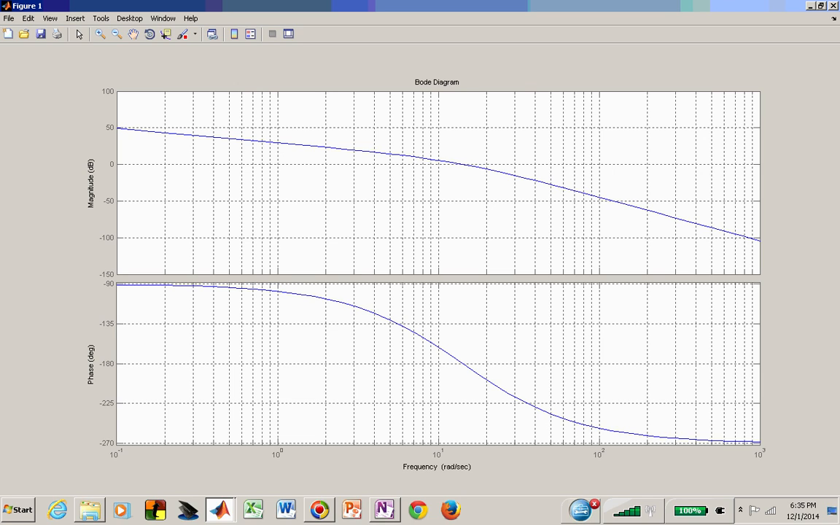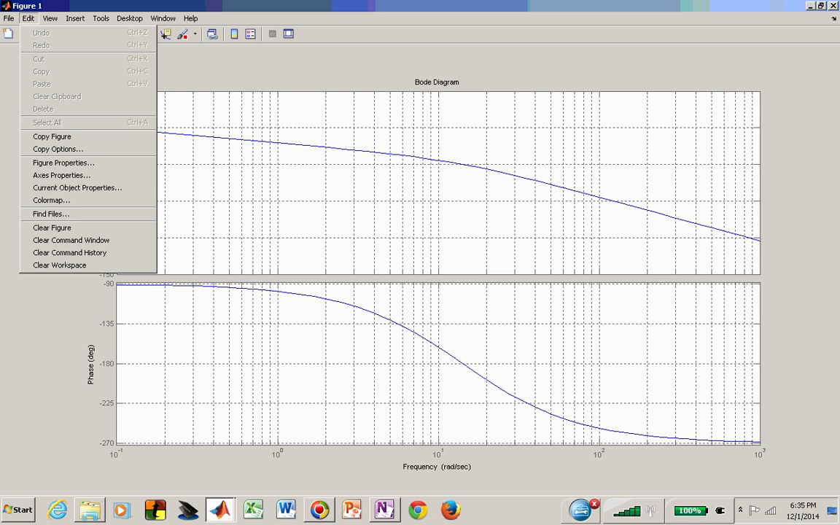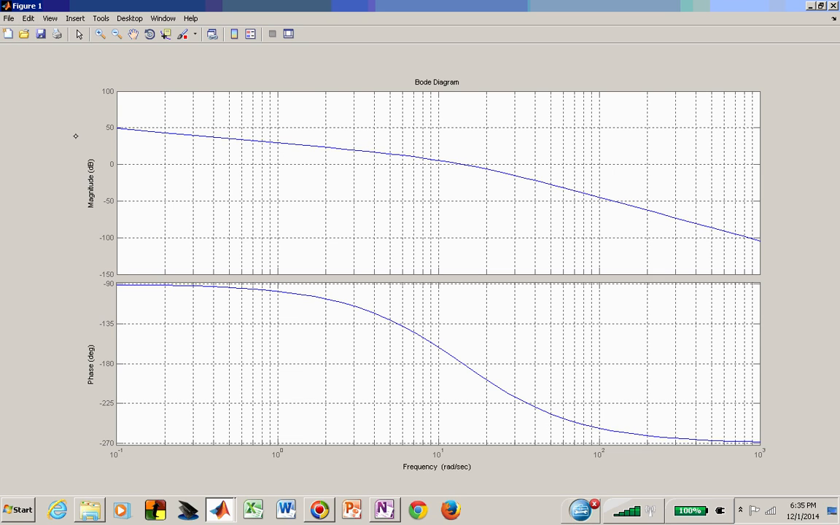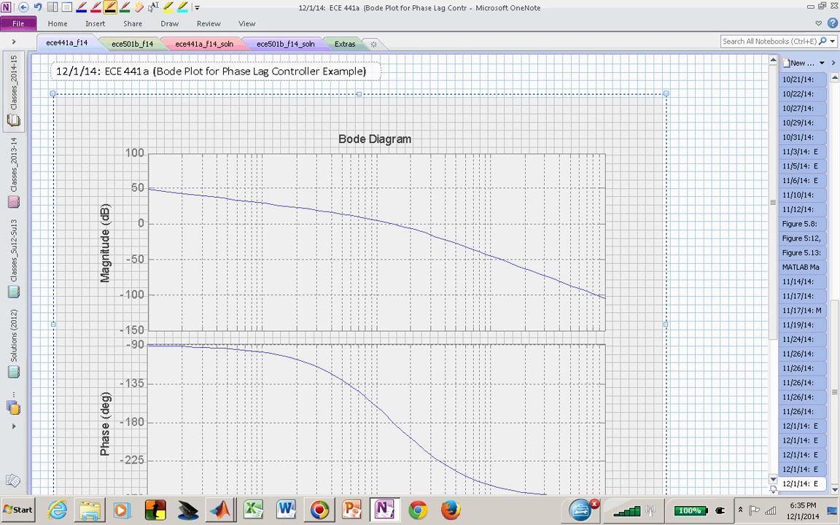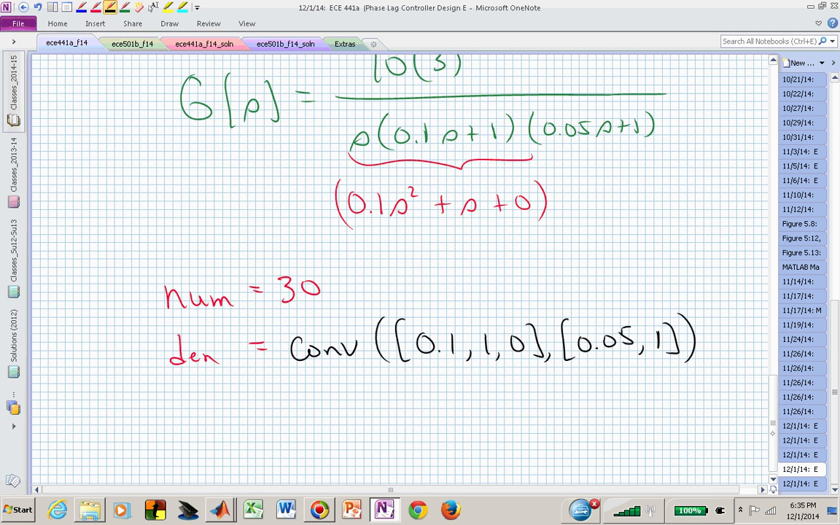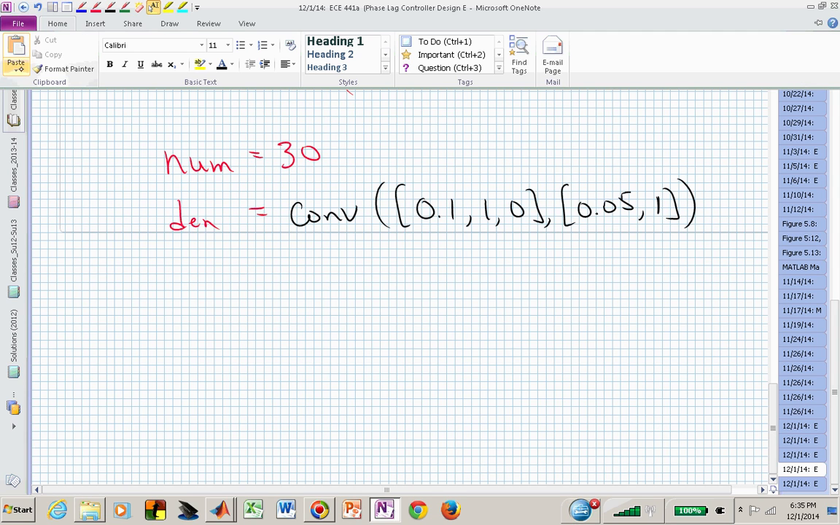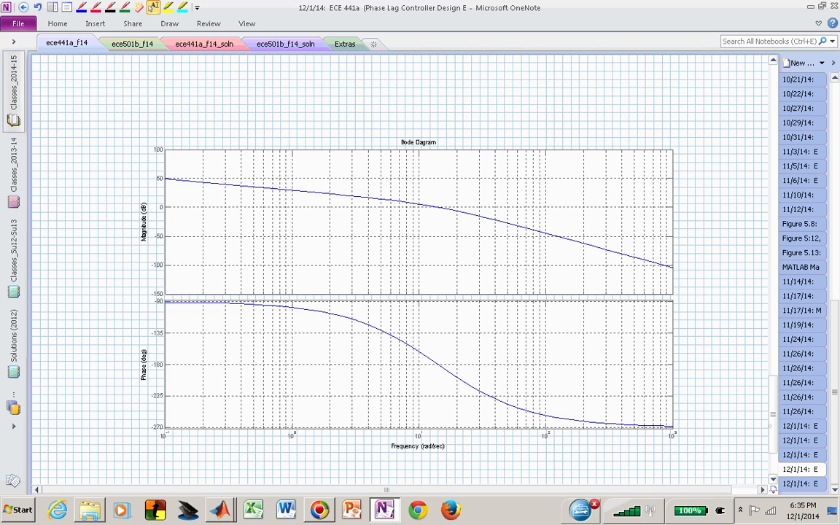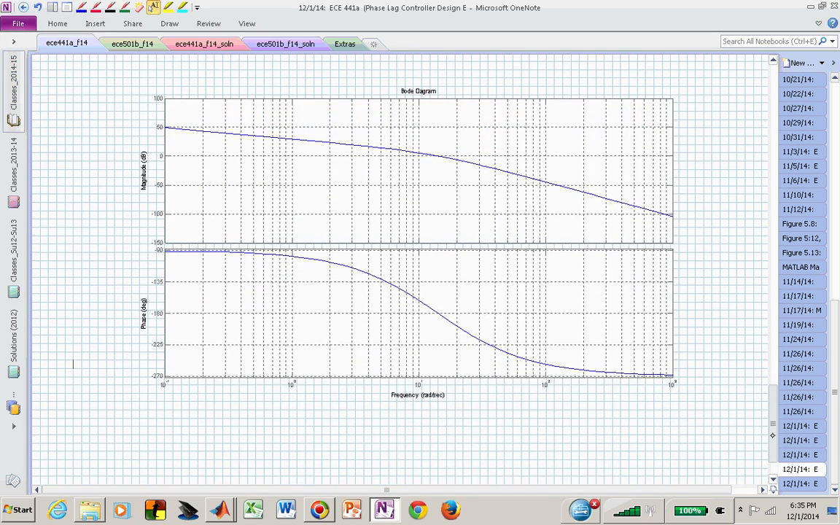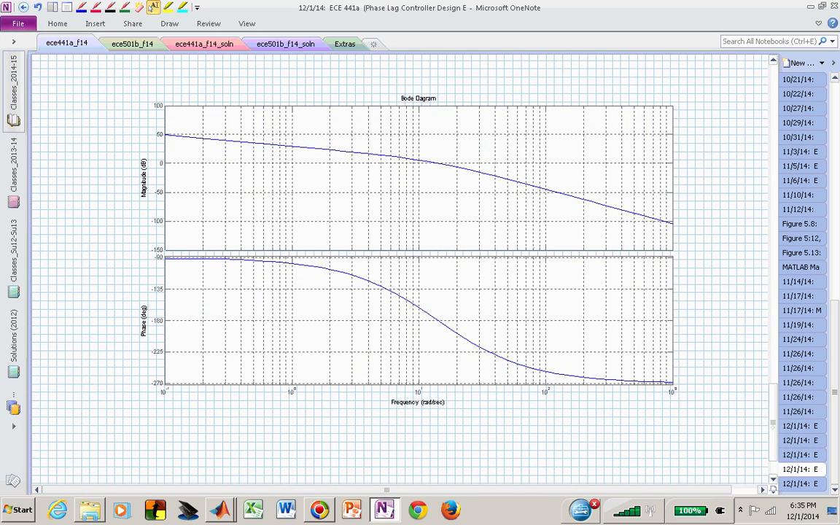I then copied that figure with this edit command. I simply went down and copied it, and then I pasted it into where I wanted it to be inside OneNote.